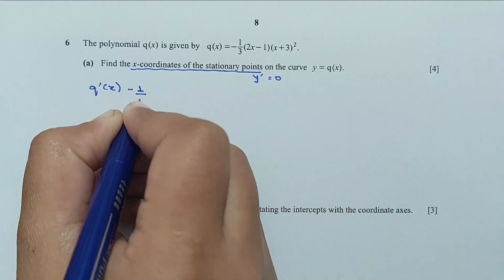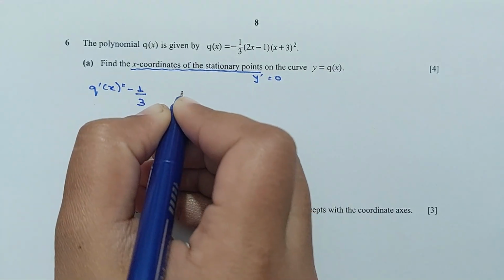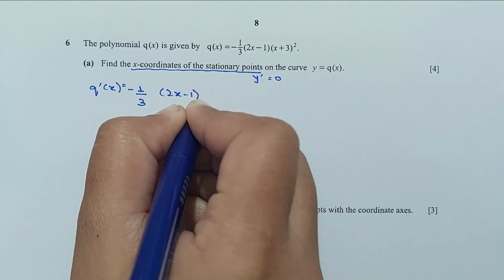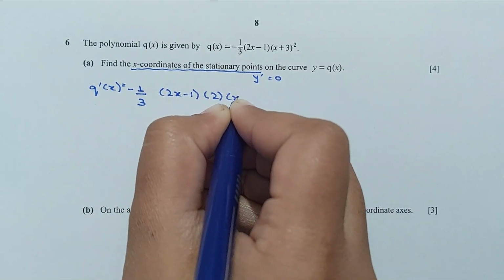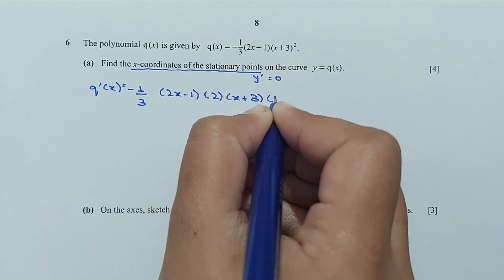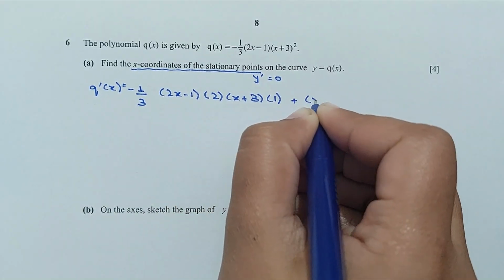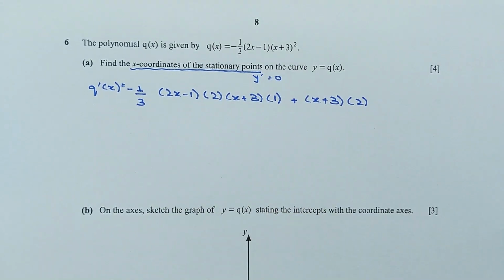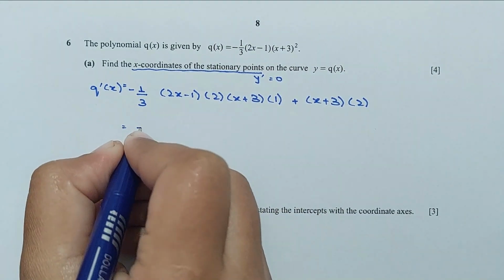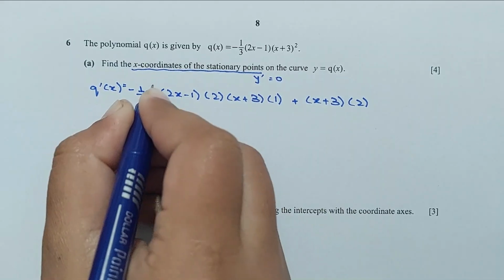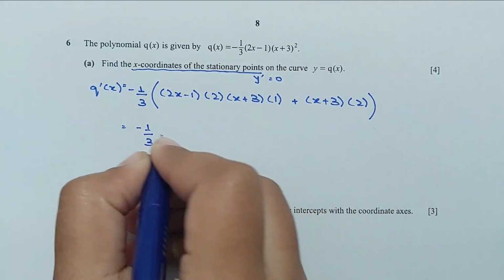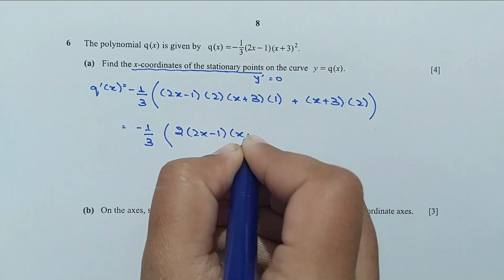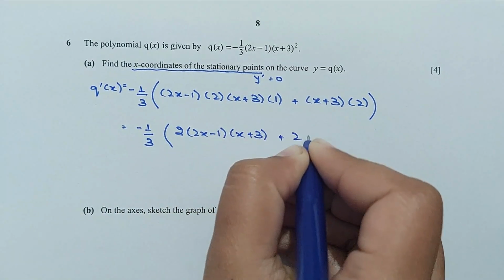Minus 1 by 3 stays the same. Now we have to use the product rule over here. The first function is as it is, times the derivative of the second function, using the power rule. Plus the second function as it is, times the derivative of the first function, which is 2. Now we can say minus 1 by 3, this is in bracket. Simplify: we have 2 into 2x minus 1 and x plus 3, plus 2 into x plus 3.